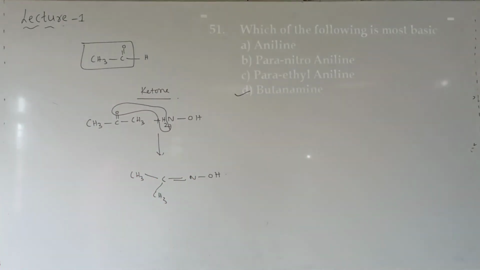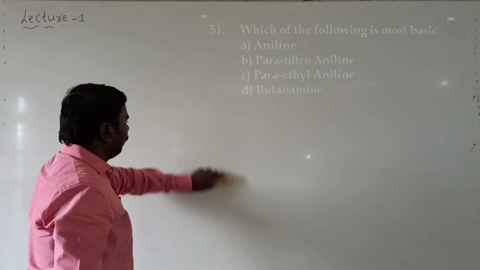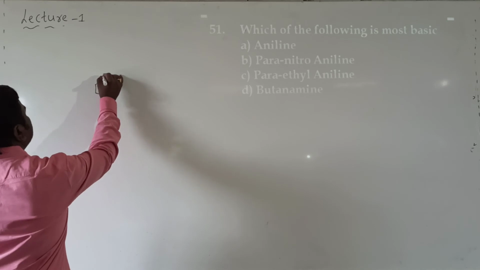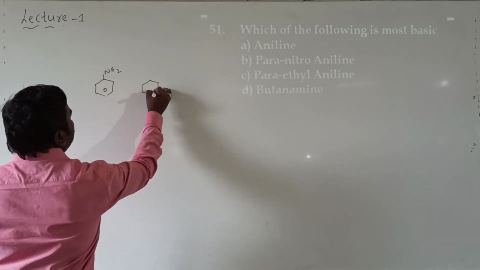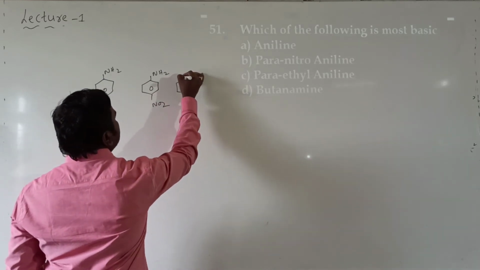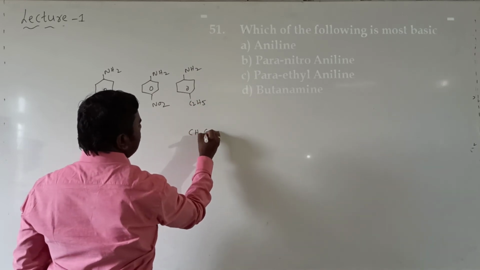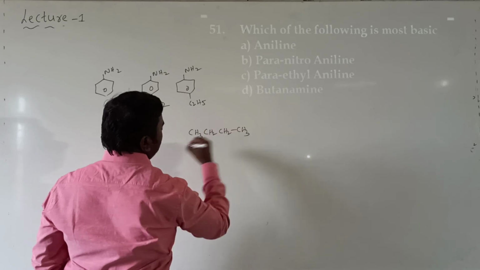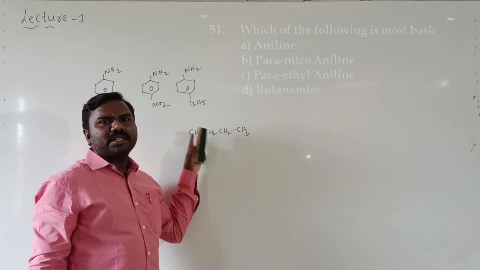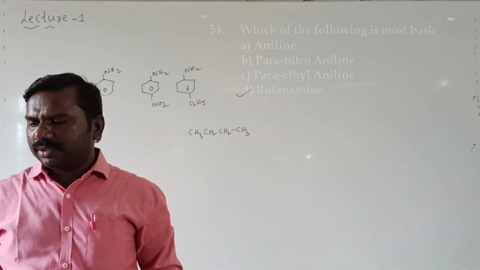Next. Which of the following is most basic? Aniline, aromatic it is. Next, para-nitroaniline, it is also aromatic. Next, para-ethylaniline, it is also aromatic. And the next one, butanamine, CH3, CH2, CH2, CH2, NH2. It is aliphatic, these are all aromatic. Aliphatic amines are more basic than aromatic amines. So the answer will be butanamine. Next.